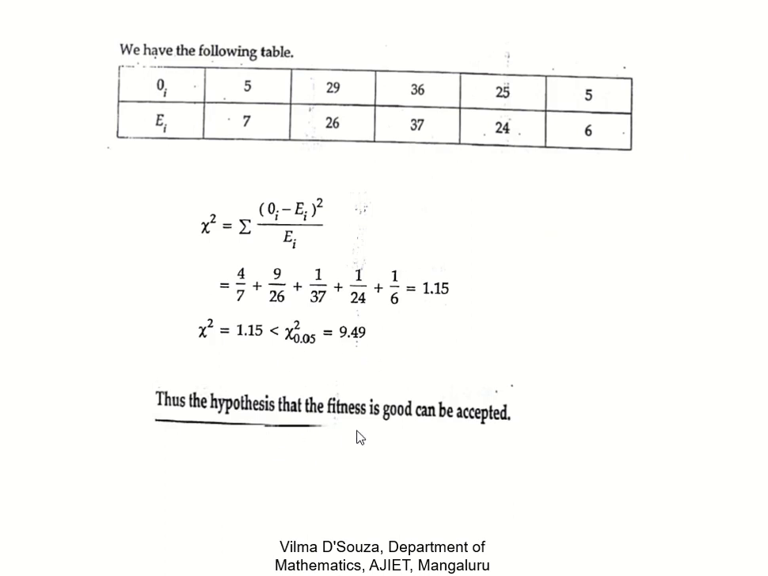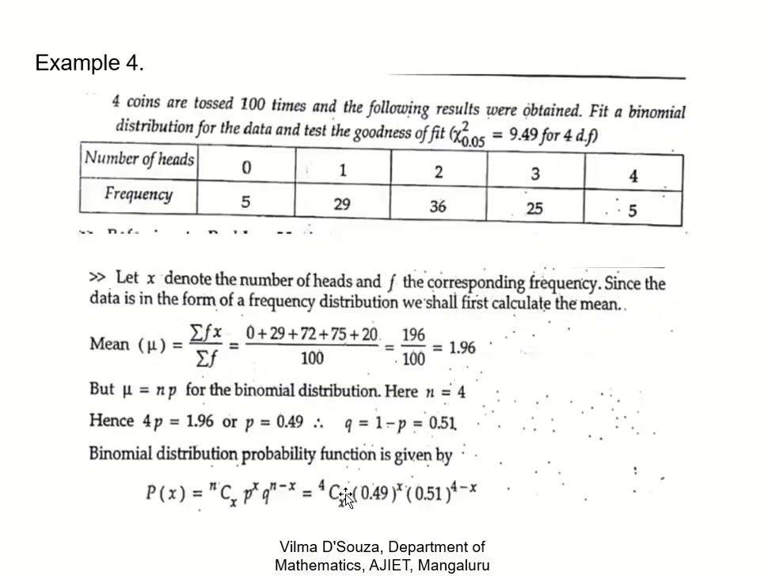So what can you say? The hypothesis is accepted. So what was your hypothesis? Go back to the problem. Test the goodness of fit. Fit a binomial distribution for the data. First you have to fit a binomial distribution for the data and test the goodness of fit. Test whether the binomial distribution fits the given data.